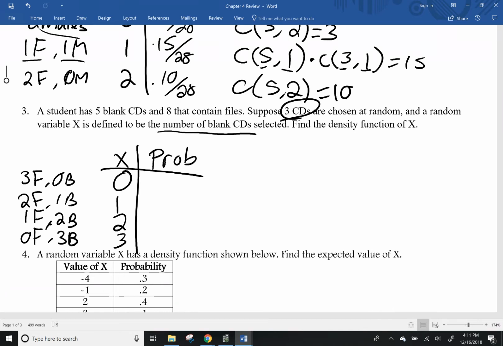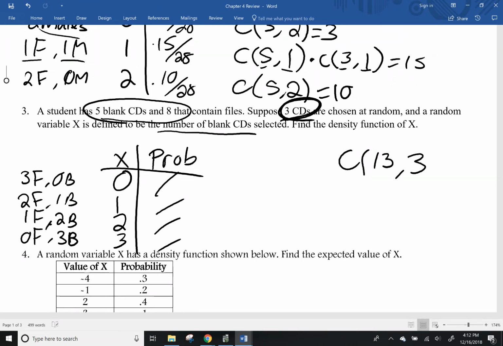So now the probability part. So again, I need a denominator here. So the denominator is our total. So look at how many CDs we have in total. We have 13 CDs in total, and I'm choosing 3 of those CDs. So the combination of 13 choosing 3, that number will be your denominator.